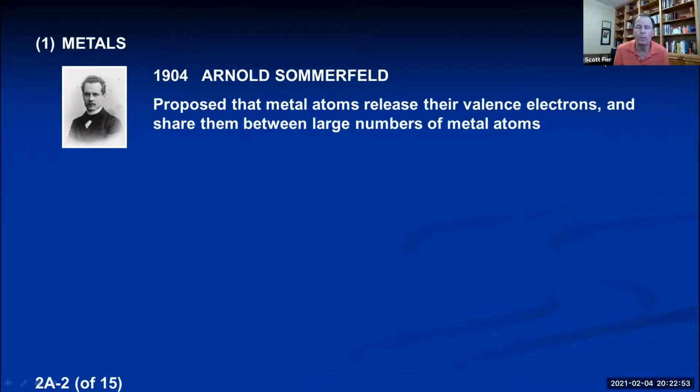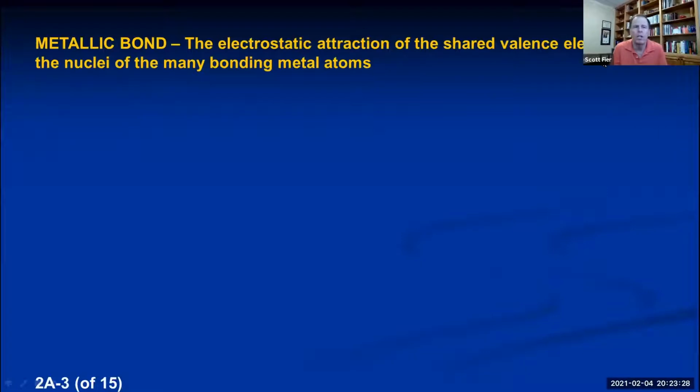So he proposed that metal atoms release their valence electrons, and they wind up sharing them between large numbers of metal atoms. Because the valence electrons are negative, and every single metal atom has a positive nucleus, maybe this valence electron cloud that's created will attract all the nuclei and the entire chunk of metal is held together. So that's some electrostatic attraction between the negative electrons and all the positive nuclei. And so this is a chemical bond, an electrostatic attraction, and we call this a metallic bond. So a metallic bond, according to Sommerfeld, and we still believe this is true today, is the electrostatic attraction of the shared valence electrons to the nuclei of the many bonding metal atoms.